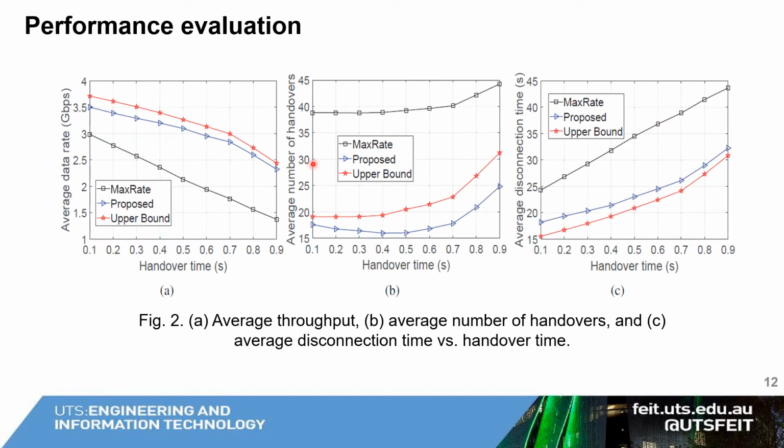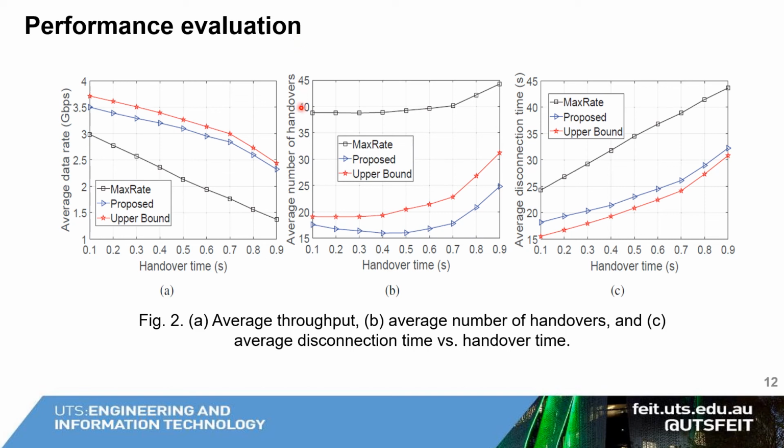Next, we vary the handover time and observe the performance of the proposed solution. Obviously, the disconnection time increases when the handover time increases, resulting in the decreasing of data rate of all schemes as shown in figure 2a. Again, our proposed solution achieves better performance than the Myopic scheme and close to the upper bound solution. This is because the learning algorithm can learn and reduce the number of handovers when the handover time is high. In particular, when the handover time increases from 0.1 second to 0.5 seconds, the number of handovers obtained by our proposed solution is reduced, as the learning algorithm can adjust its optimal policy when the time for handover is high.